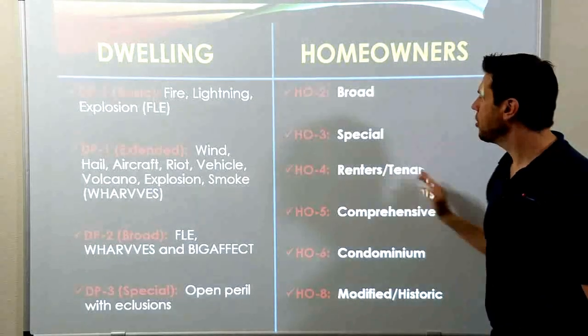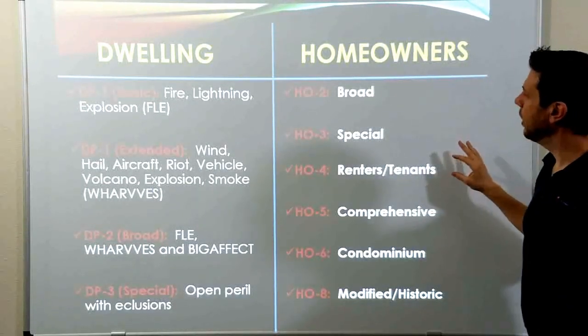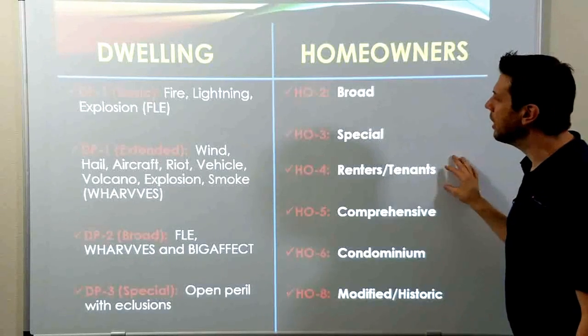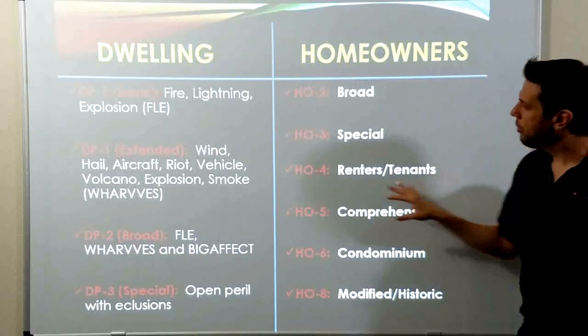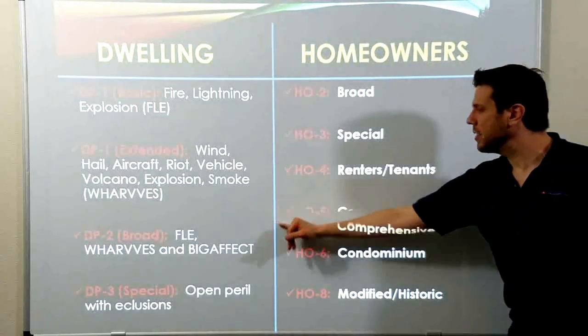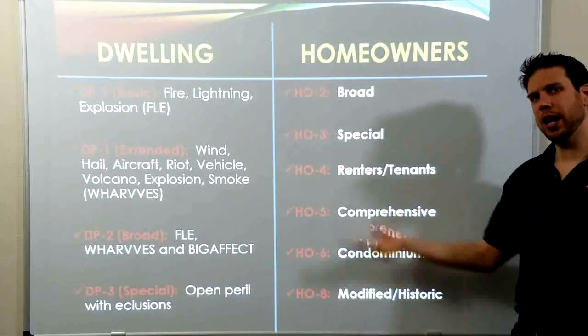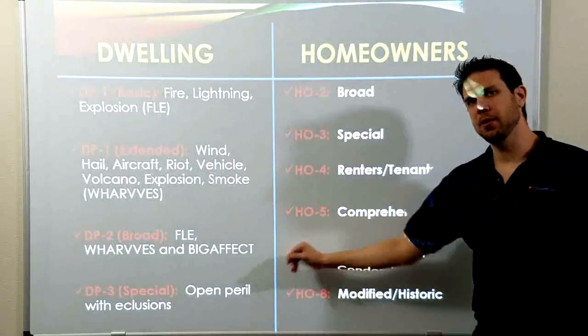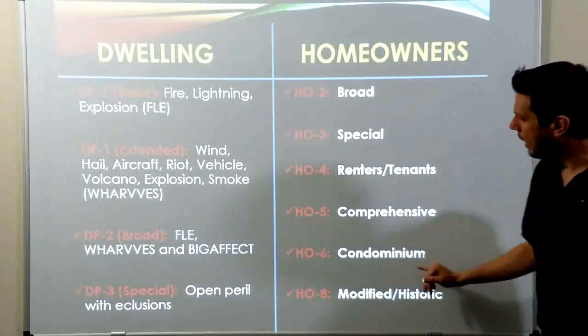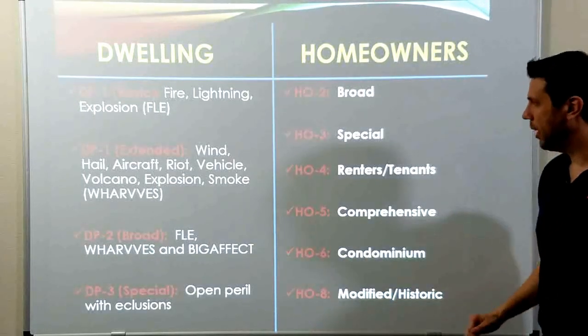The HO4 renters policy covers contents only because you don't own the house. We'll talk more about that in a second. The HO5 comprehensive policy is the best policy you can get for your house. The HO6 condo policy covers condominiums. And the HO8 is historic modified.